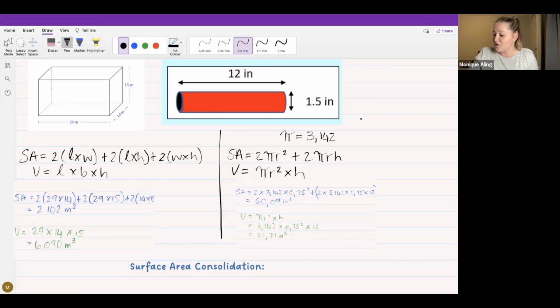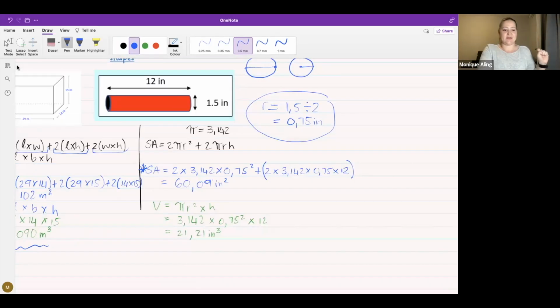You need to show this working out. They will give you at least 1 mark for realizing that they gave you the diameter and you need to work out the radius. Okay, so then you put that into the formula. Awesome, awesome.